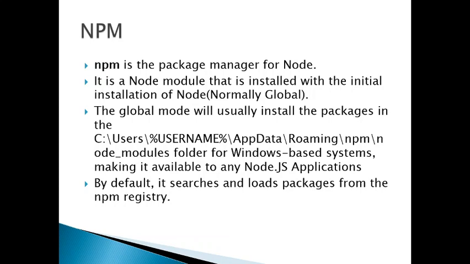have seen in our last class that we can install it locally or globally. By default, it is a Node module, and it is installed initially with the Node installation. The global mode will usually install the package in the C your username, then the app data, roaming, npm, and the node modules. Whenever you install any module globally, it will install on the given path.